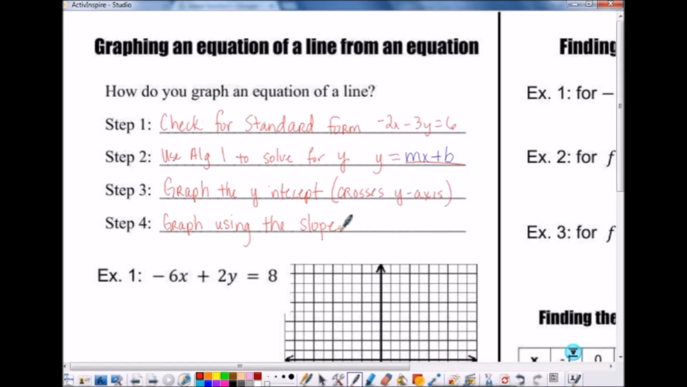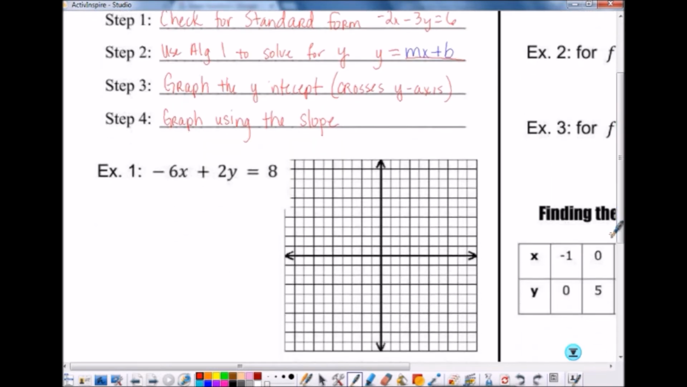All right, so in example 1, let's first see if it's in standard form. It is. Check. Now step 2, we're going to change this so that y is by itself. So that means I'm going to have to get rid of this negative 6x. And how do you do that? That's right, you're going to add 6x to both sides. Now, I can't put it underneath the y, can't put it underneath the 8 because it doesn't have an x. So I'm going to put it out to the side.